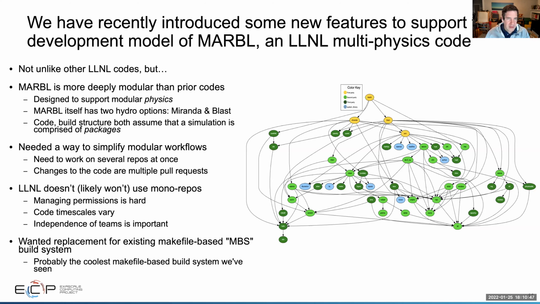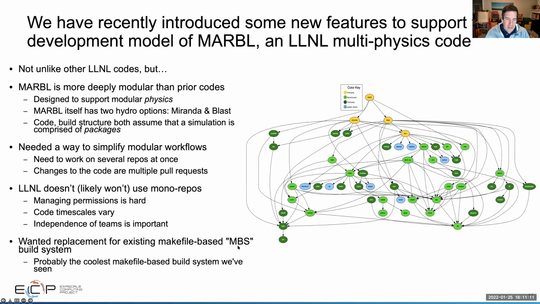We don't really think that our teams will adopt that, or that in the broader open source community that people will build like a big monorepo for literally everything. Managing permissions is hard for that. The timescales of development for the different codes vary, and one team might be on an old version of a dependency while another one might be on a new one. And that sort of independence is important.